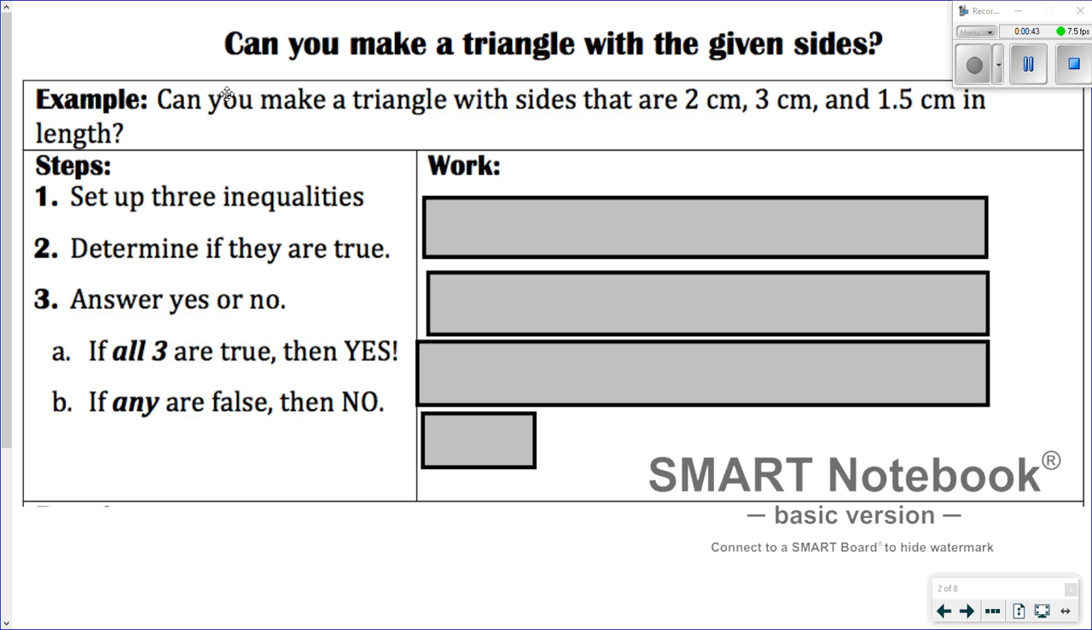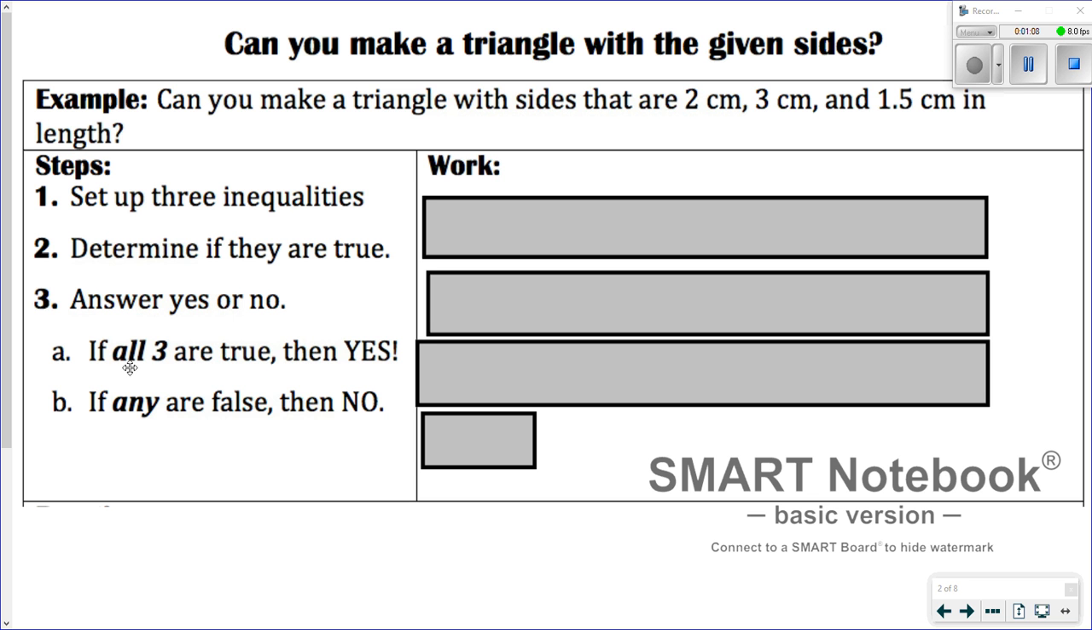So we have a question that says, can you make a triangle with the given sides? They gave us a triangle that has sides of 2, 3, and 1.5 centimeters in length. So the steps in order to do this: you would set up the three inequalities. Then the second will be determine if they are true. And third, you answer yes or no.